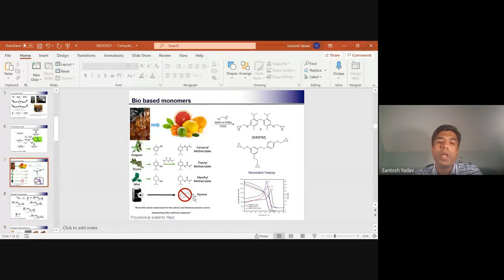So we have a project where we are developing an alternative to styrene, because in about 40% of polyester thermoset polymers, they use styrene material. We are looking at different derivatives of chemicals from mint and some other bio-based chemicals, bio-based phenol, and converting them to acrylate or methacrylate and blending them, replacing the styrene material. For this one also, we have just filed a provisional patent.